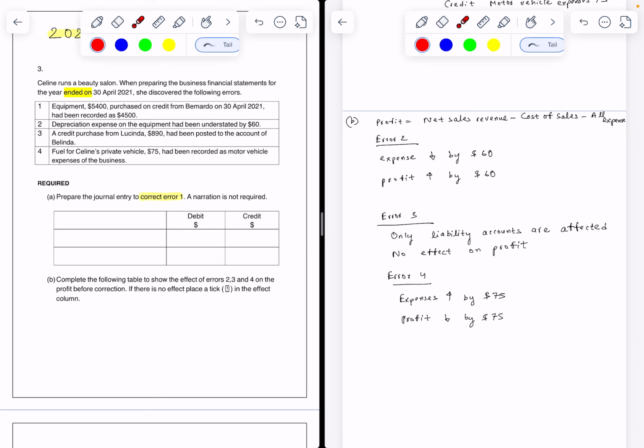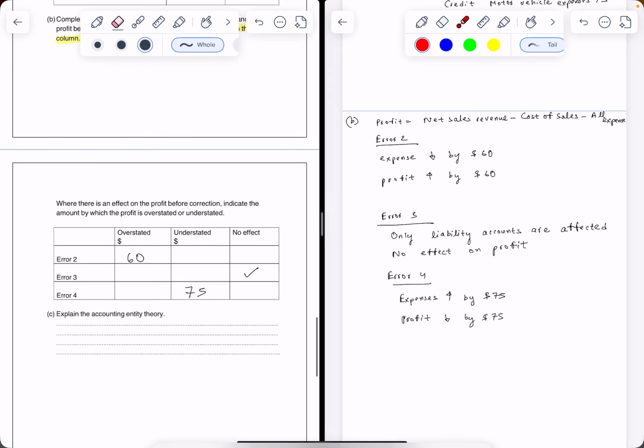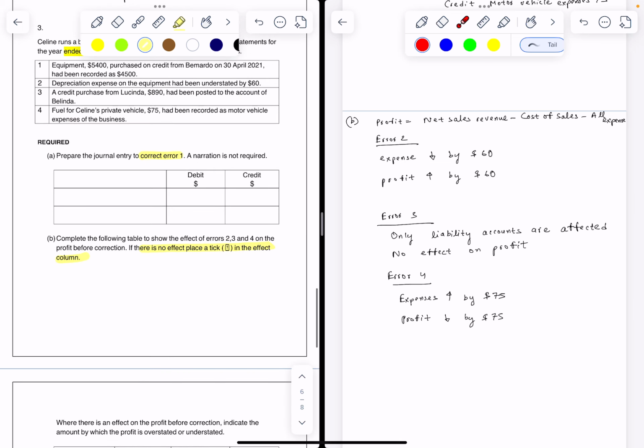So what's happening here is that no expense account is affected, therefore profit cannot be affected at all. Since only liability accounts are affected, there cannot be any effect on profit. The question requires us to place a tick if there is no effect, all right? So in the no effect column for error 3, we are placing a tick to show that only liability accounts were affected and profit had no effect therefore. So what about error number 4?